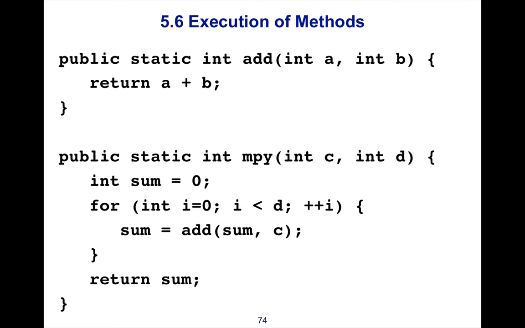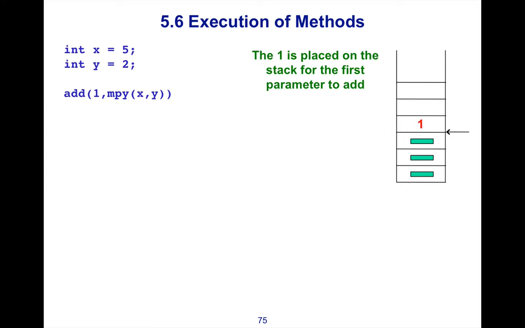So take a look at these two methods, add and multiply. They're already written out for us. And what I want to do is show how they actually execute. And what we're going to do is first assign x and y, the values of 5 and 2, respectively. Then we have a nested call. We're going to call add, passing it 1. But then its second parameter isn't a constant. It's the result of calling multiply on x and y.